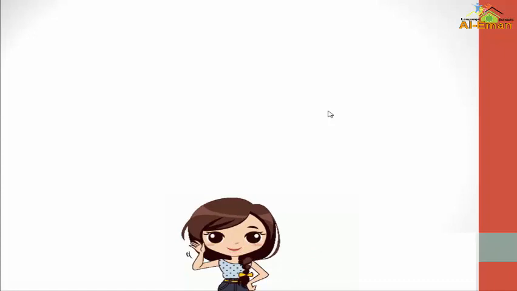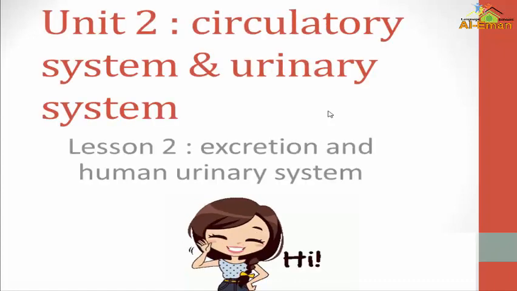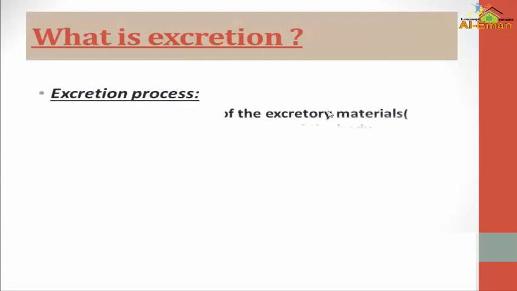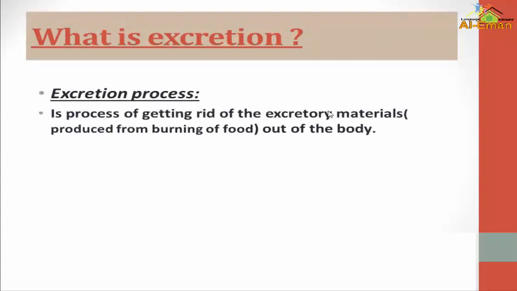Let's start together. Our lesson today is called Excretion and the Human Urinary System. At first, what is meant by excretion? The excretion process is the process of getting rid of the excretory materials, which are produced from the burning of food, out of the body. So, in this process, we get rid of some harmful materials from our body.